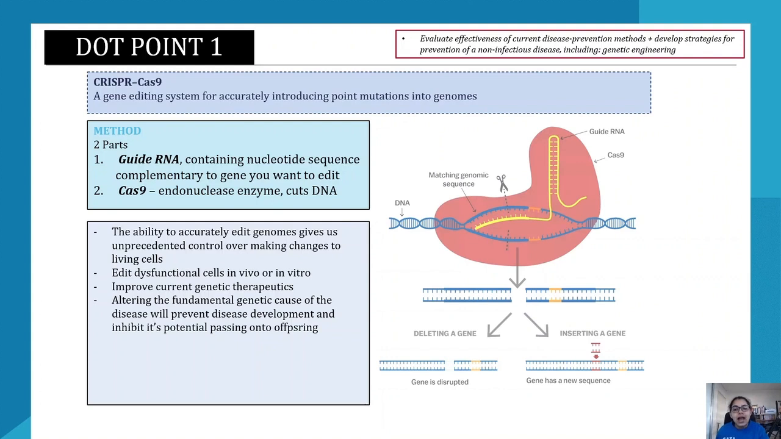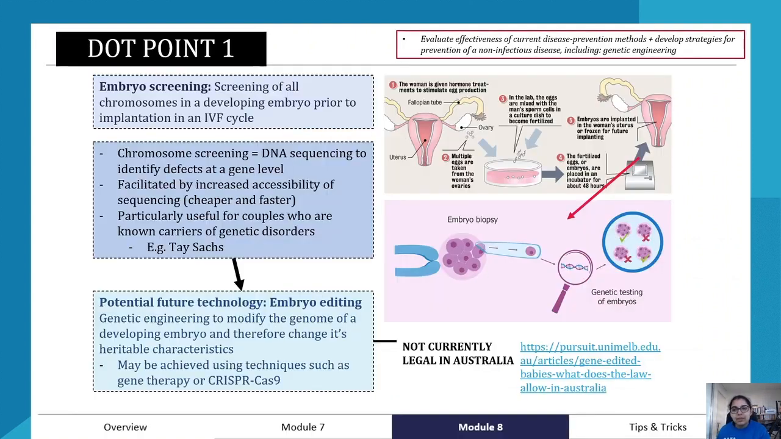So the ability to accurately edit genomes gives us unprecedented control over making changes in living beings. We can edit dysfunctional cells in vivo or in vitro. We can also improve current genetic therapeutics and alter the fundamental genetic cause of the disease to ultimately prevent disease development and stop it from being passed on to the offspring.